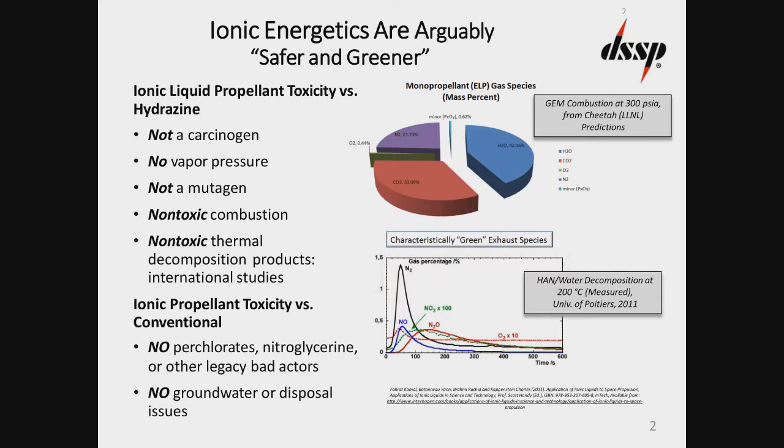We started working on these materials in the early 2000s, and the big push at that time was for safer, greener energetic materials. I use the comparison here of an ionic liquid propellant versus hydrazine, the advantages being very green, safe to use, non-toxic, non-carcinogenic, those types of things. The same thing goes along with toxicity versus conventional propellants.